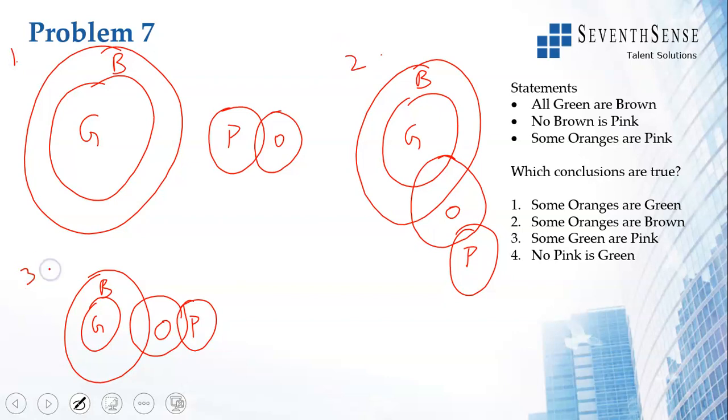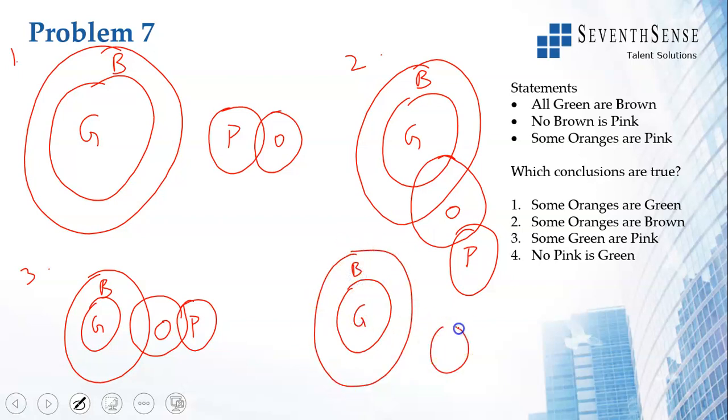If you can draw in more than 3 ways, no problem. You will get the answer if you draw enough number of ways. So 3 is sufficient here. If you can draw it in the 4th way, you draw. I can draw it in the 4th way as well. If you want, all green are brown. No brown is pink.